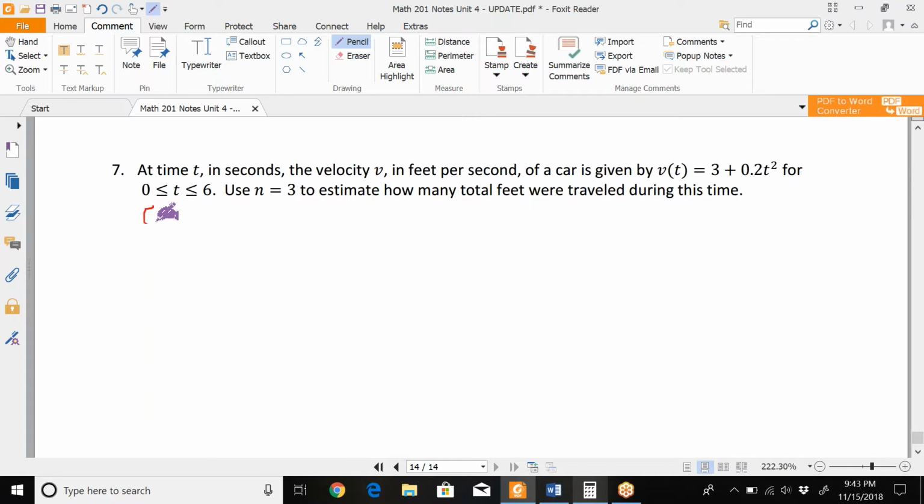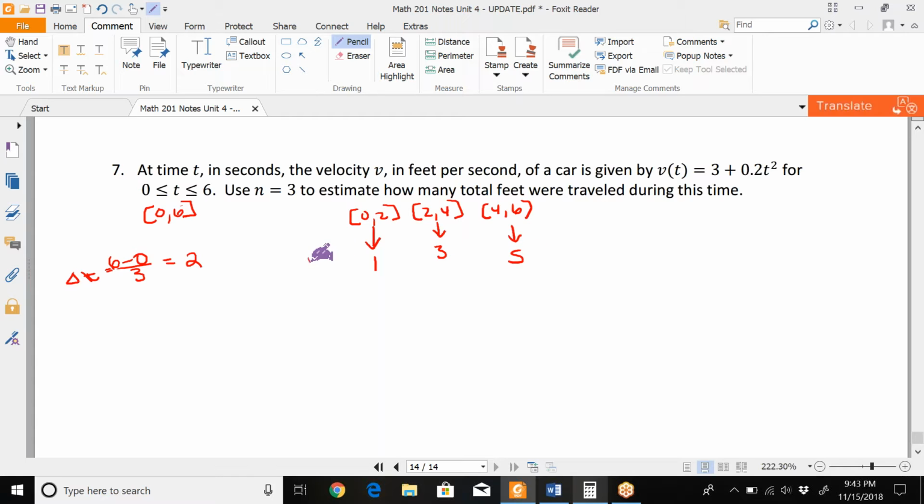So again, this is your closed interval, 0 to 6. So we have to do 6 minus 0 to find our delta t this time, over 3. So that's going to be that our rectangles have a length of 2. That helps you break this up. So this is going to be 0 to 2, then 2 to 4, and then 4 to 6. So there's my 3 different rectangles that I would use for my bases. The midpoints are nice here. This is a 1, a 3, and a 5. So those are my midpoints, halfway point of each region.